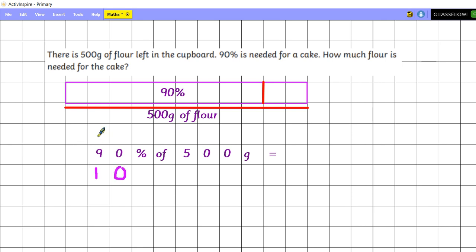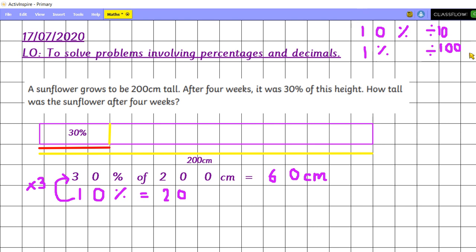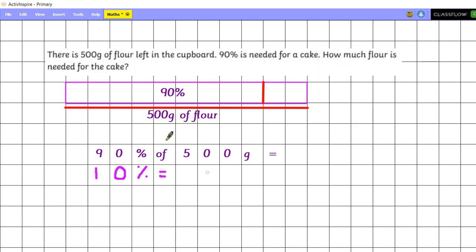Okay, so hopefully you've started off by finding 10%. So we've got 10% of 500. To find 10%, let's remind ourselves, we divide by 10. So I'm going to divide 500 by 10, and that gives me the answer 50 grams.